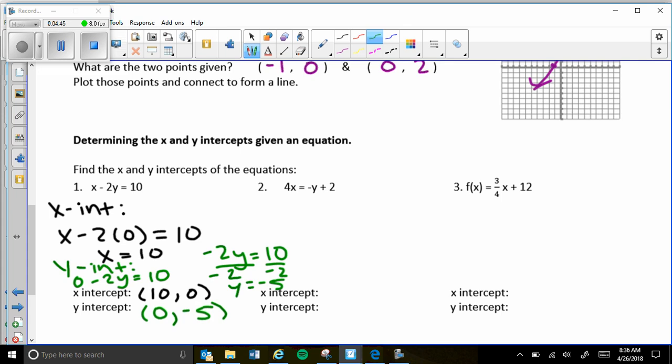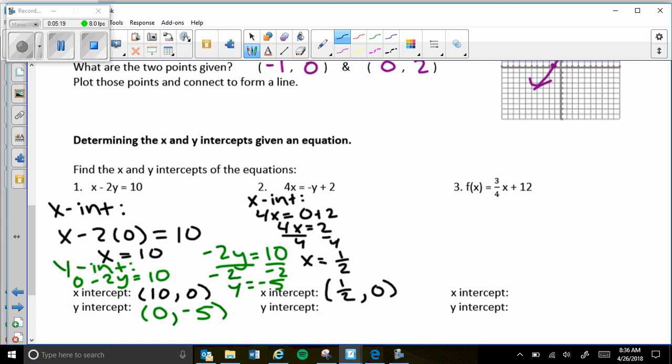All right, looking at number 2, again, for the x-intercept, we make y 0. So I have 4x equals 0 plus 2, which leaves me with 4x equals 2. So how do I get x by itself? Divide by 4 on both sides, x equals 1/2. Just because we got a fraction doesn't mean that the answer is wrong, it's just a fraction, which is fine. So my x-intercept, again, as an ordered pair is 1/2, comma, 0.